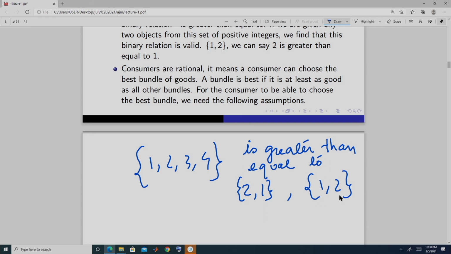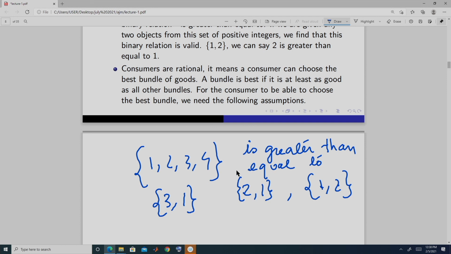So what we are doing is relating the first object with the second object. Here, the first object with the second object. So if we take 1 is greater than or equal to 2, it is not true. So this is not valid, but this is valid. Then here if we take 3, this is again valid.